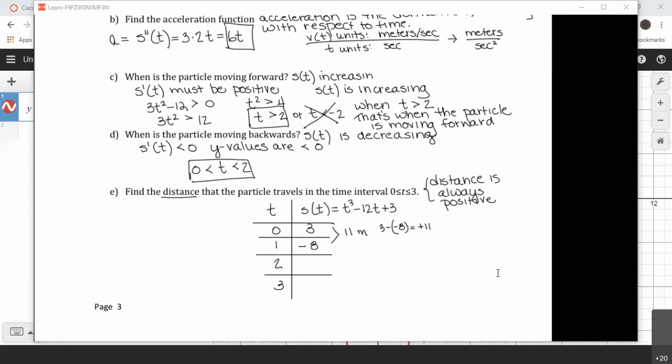Then I'm going to plug in a 2 here. 2 cubed is 8, right? Minus 12 times 2 is 24, plus 3, that gives me a negative 13. Remember, for the first 2 seconds it's going backwards, so it shouldn't surprise you. It's going backwards further. To get from negative 8 to negative 13, that's another 5 meters that it went backwards. Remember, I'm just tracking distance. I'm not tracking what direction it's in.